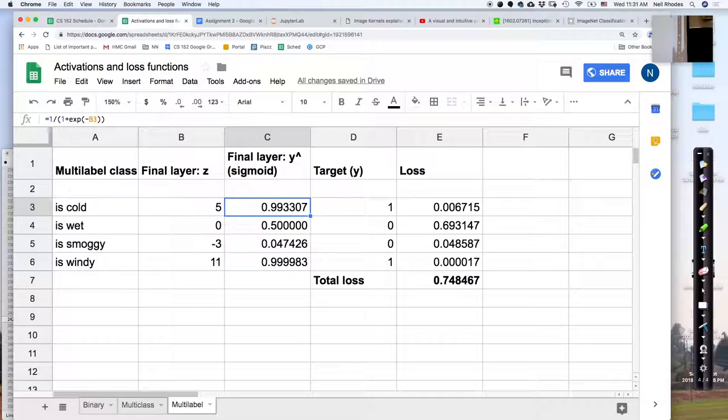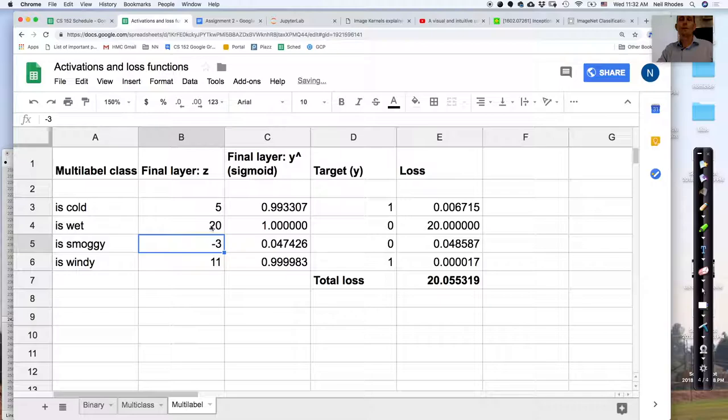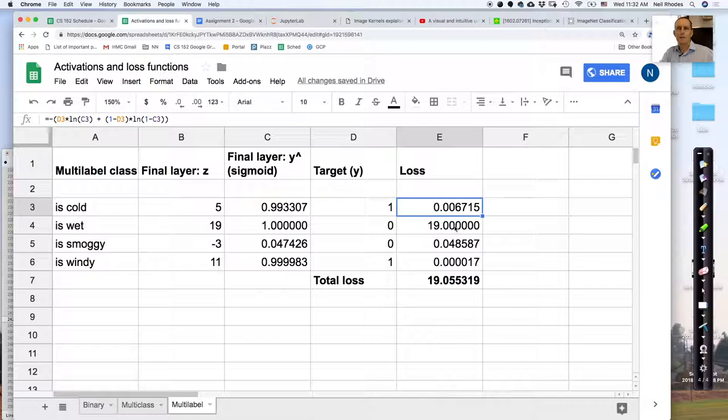So this is pretty close to one, pretty close to one, fairly close to zero. We could get worse. How would we make is wet give us an even bigger loss? Yeah, bump it up. 20. What if I put in 19? 19. What just happened? Do we agree that's... Is that weird?